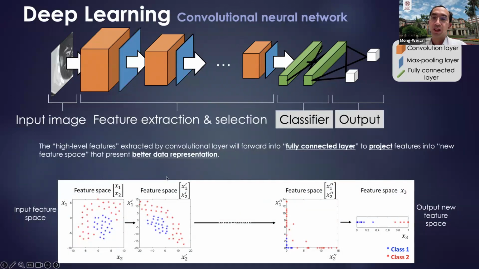These high-level features are then passed into fully connected layers, which project them into a new feature space where the classes are better separated. A simple classifier at the end can then output the final prediction, for example, malignant versus benign.